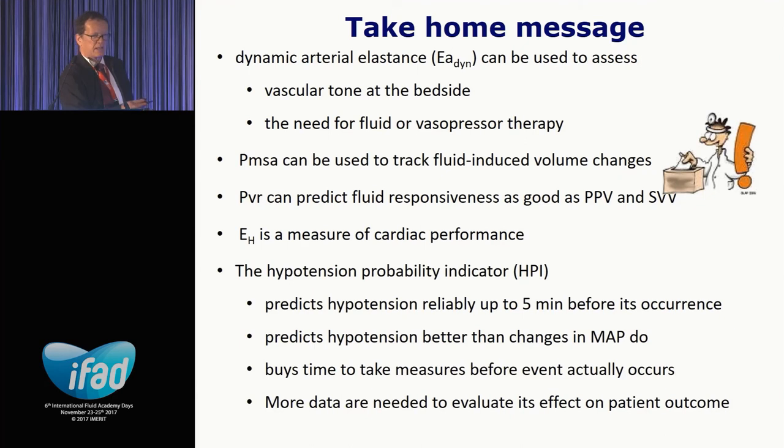And in the last part of my talk, I told you that this new hypotension probability indicator predicts hypotension reliably up to 5, or I should say 10 minutes before it actually occurs, which buys you time to take interactive measures. It predicts hypotension better than changes in mean arterial pressure or any other variable we have so far does. So it buys you time to take measures before the hypotension actually occurs.